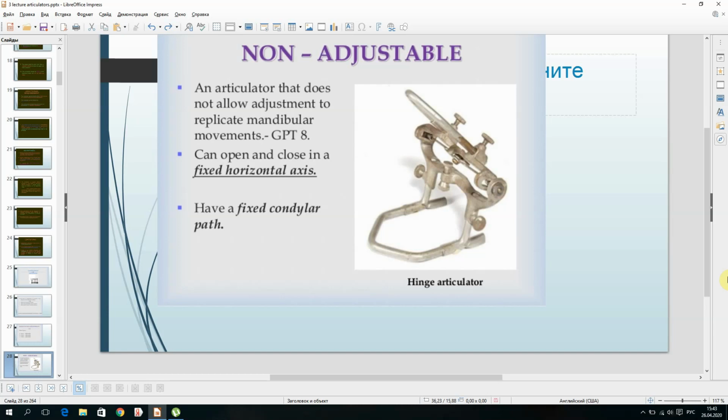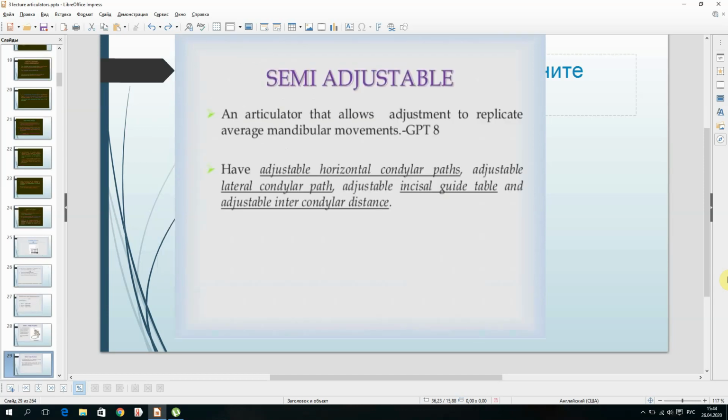Non-adjustable: an articulator that doesn't allow adjustment to replicate mandibular movements, can open and close in a fixed horizontal axis, has a fixed condylar path. Semi-adjustable: an articulator that allows adjustment to replicate average mandibular movements, has adjustable horizontal condylar paths, adjustable lateral condylar paths, adjustable incisal guide table, and adjustable intercondylar distance.